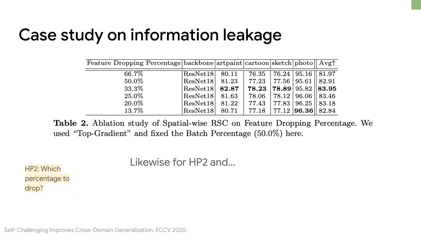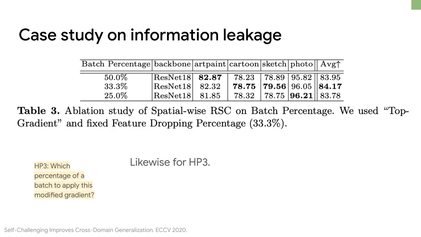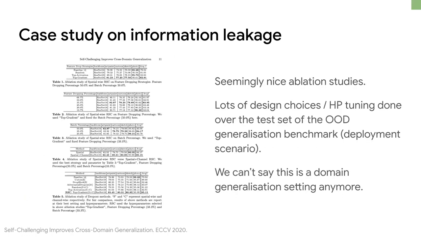Likewise here, they show the results on the test split, and they make the choice of dropping percentage based on that number, which is again information leakage. Likewise here. So they show tons of tables here, each for making one design choice, and all these numbers are based on the test split results. So seemingly nice ablation studies, yeah, nice, but there's information leakage. So can you still call this domain generalization, right?